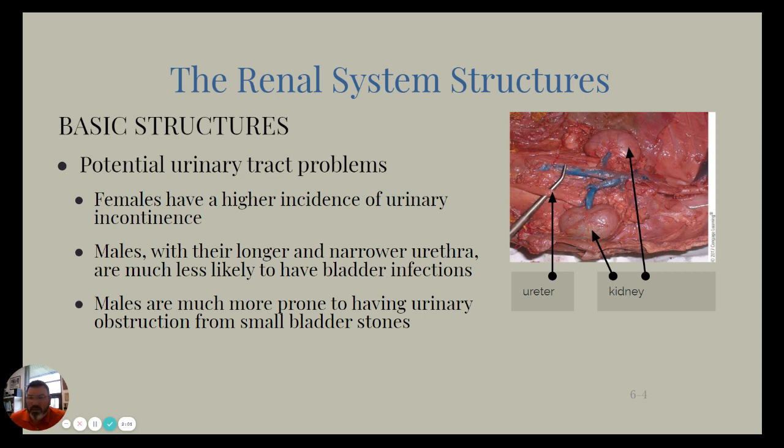So when we talk about urinary tract problems, generally speaking, females have a higher incidence of urinary incontinence or problems with the urinary system. Because males have a longer and more narrow urethra, they're much less likely to have any kind of bladder infection develop and therefore much less risk. But males are also more prone to have obstruction because of bladder stones and things of that nature.